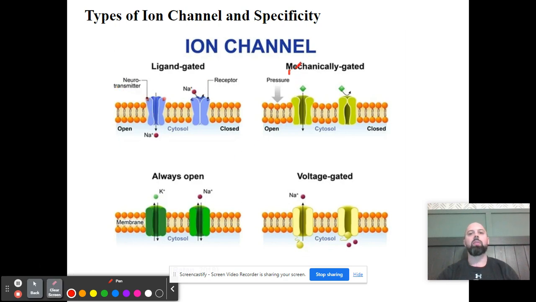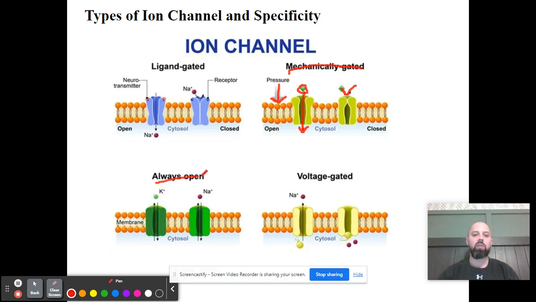We also have a mechanically gated ion channel, sometimes also called a stretch-gated ion channel. The key here is that we have pressure against the membrane, and that pressure is what's stimulating the membrane protein to be opened. So you can see in this case, the ion is able to move in response to the pressure opening that membrane protein. These ones tend to be a little bit less specific. But again, if we don't have that pressure, the gate is closed, and so that's the mechanically gated ion channel.